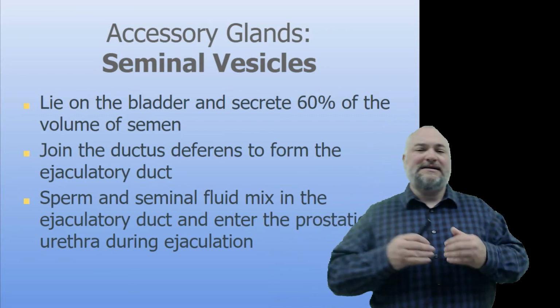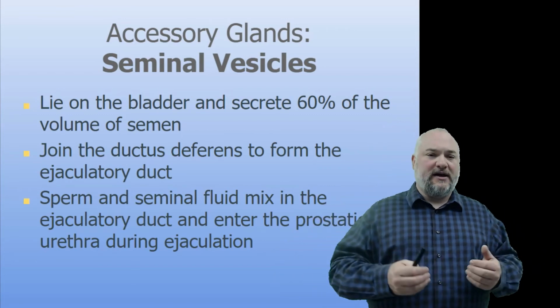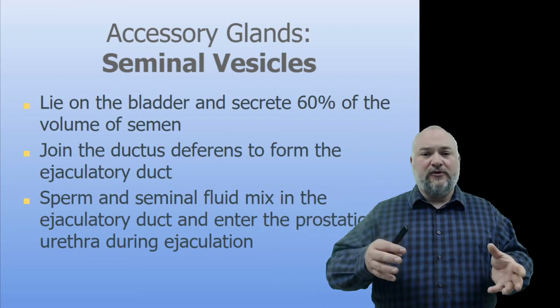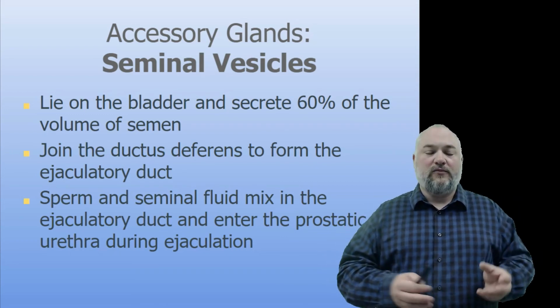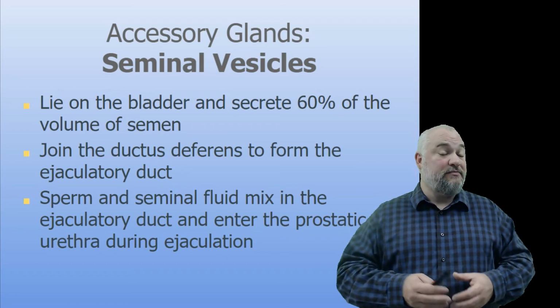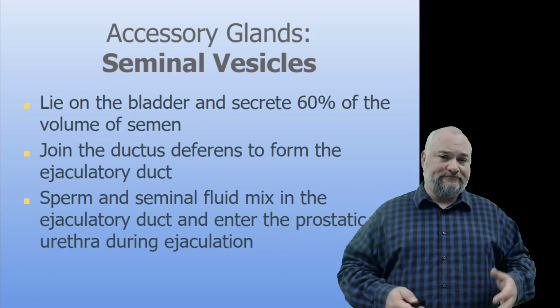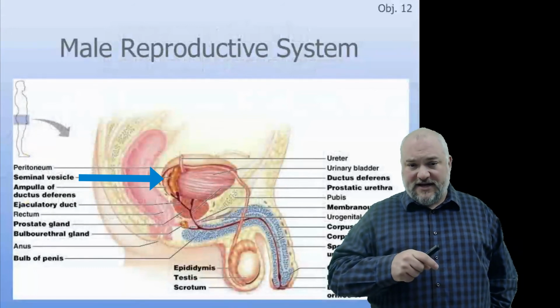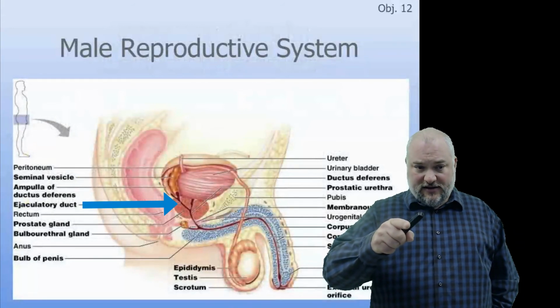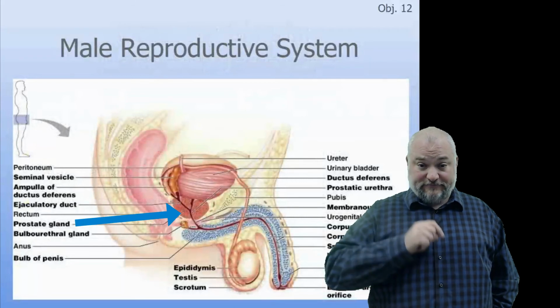They join the ductus deferens to form the ejaculatory duct, and the sperm and seminal fluid mix in the ejaculatory duct and then enter the prostatic urethra, or the urethra as it moves through the prostate during ejaculation. So here we can see the seminal vesicles and how they connect to the ejaculatory duct and in the prostate.